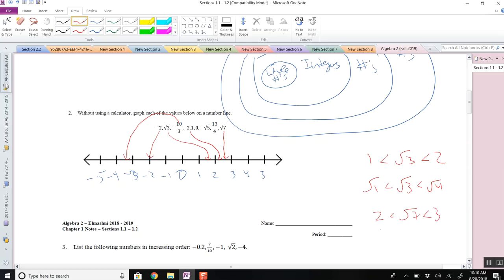And one way to think about it is like we did for root 3. Root 4 is 2, root 9 is 3, so root 7 is in between. 13/4 is a little bit more than 3, so we'll probably go over here. 0 we already took care of.